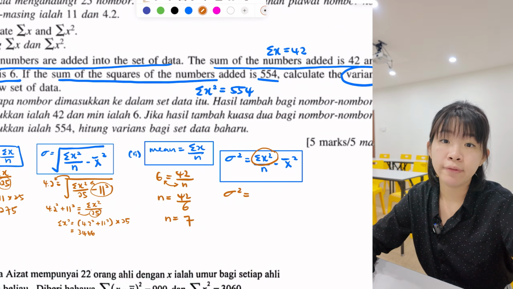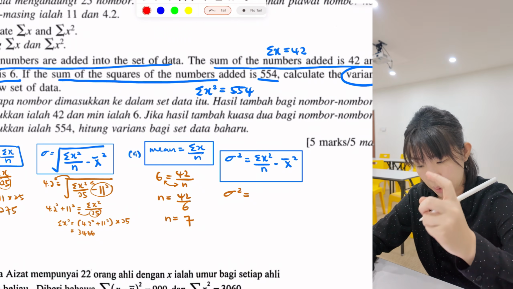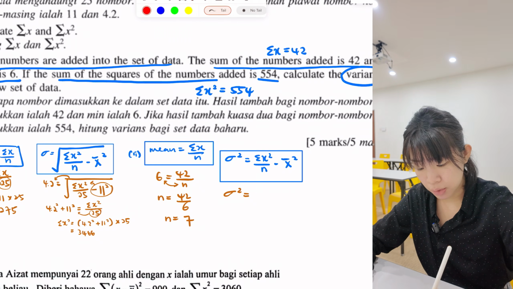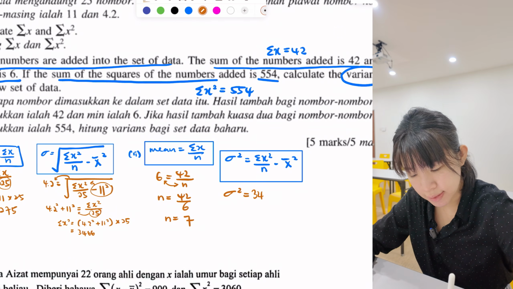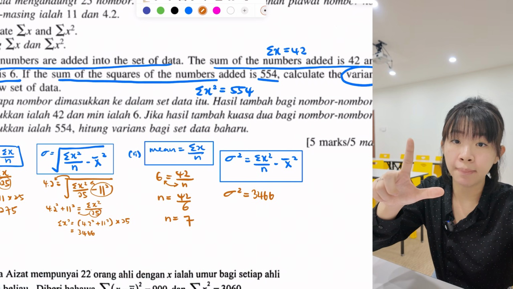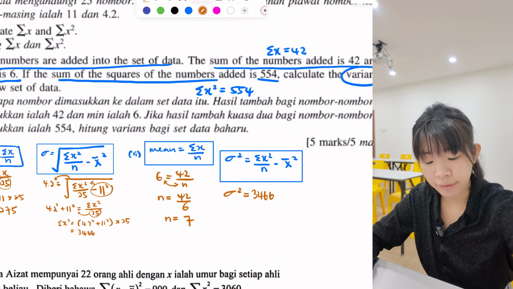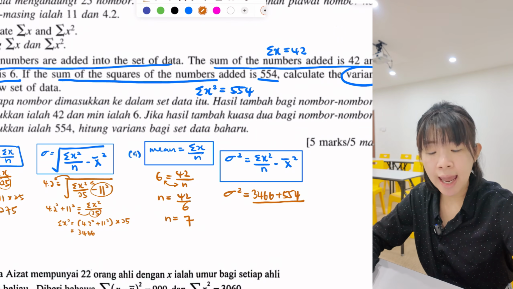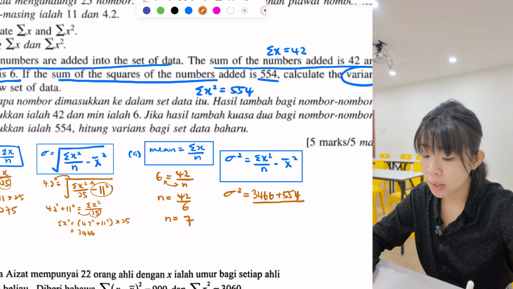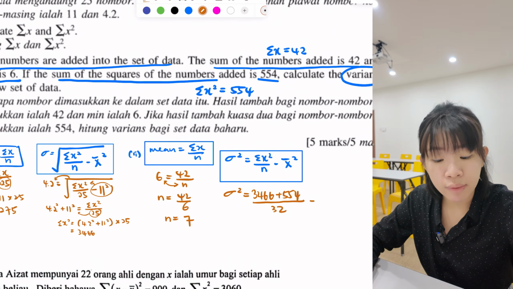Sum of x squared: we have the sum of x squared before adding the new numbers, 3,466, correct? So 3,466. But now we added 7 more numbers. For the 7 numbers added, the sum of x squared is already given as 554. Divide by n. How many numbers now? We have a total of 32. Okay, minus the mean for 32 data.